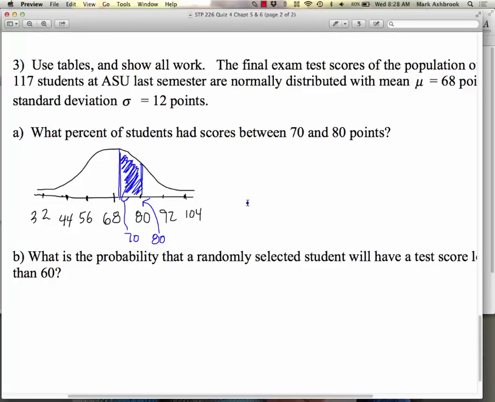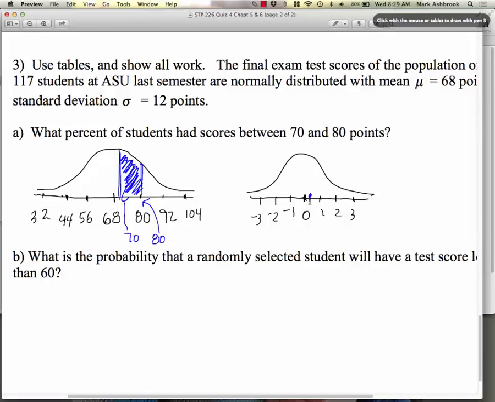So how are we going to get that area? That area is the same as the area, what? On which curve? The standard normal curve, right? It's the same as the area on the standard normal curve between what two values? Oh, no, not necessarily 0 and 1. So we need to figure out what the corresponding z-scores are. There's some z-score just greater than 0 that corresponds to a score of 70. And 80 is 1 standard deviation above the mean, so we don't even need the chart for that. That's z equals 1.